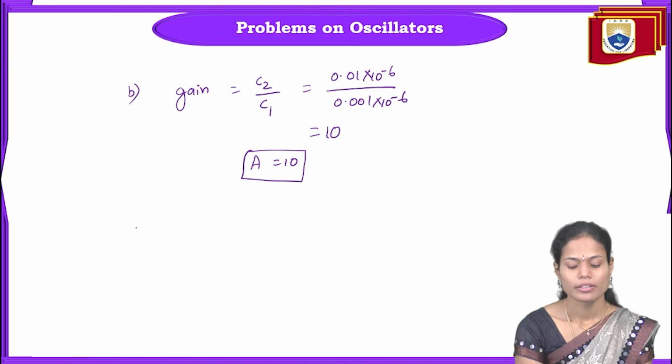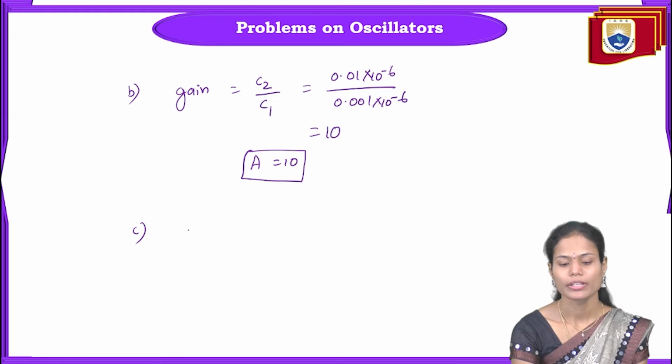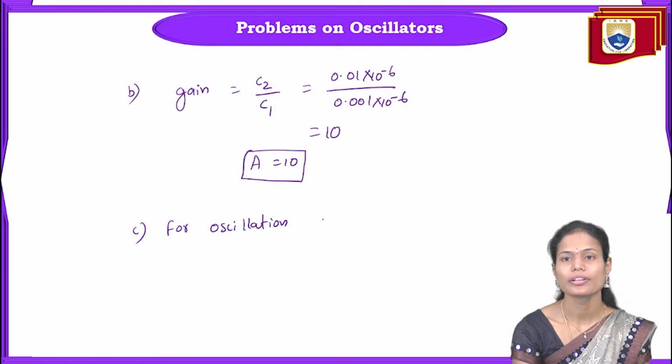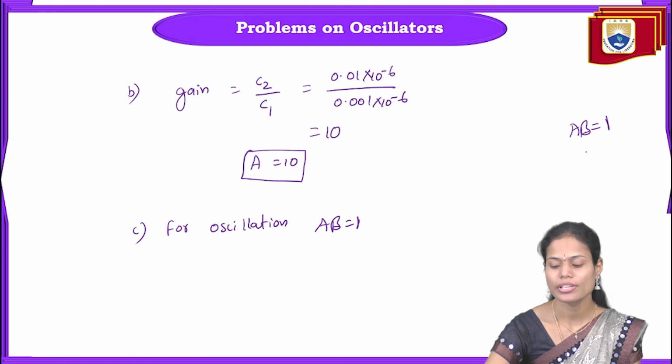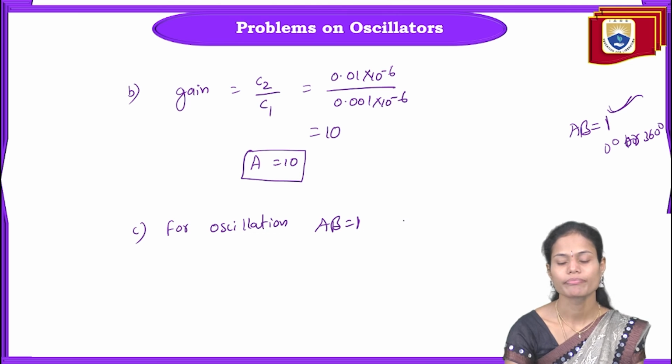And next, the parameter we need to calculate here is the beta value. For oscillations, the condition is A beta must be 1. The two conditions I have already mentioned: the magnitude of open loop gain must be 1 and the phase angle of this gain must be 0 degrees or 360 degrees here. So from this condition I am writing A beta equal to 1.